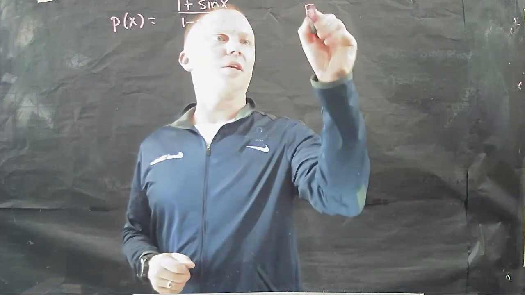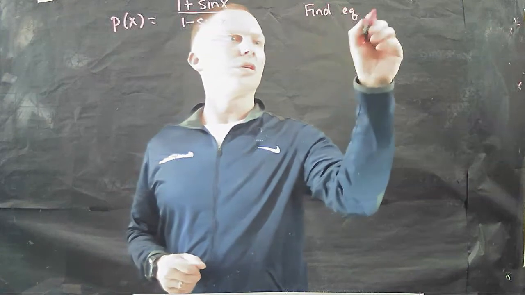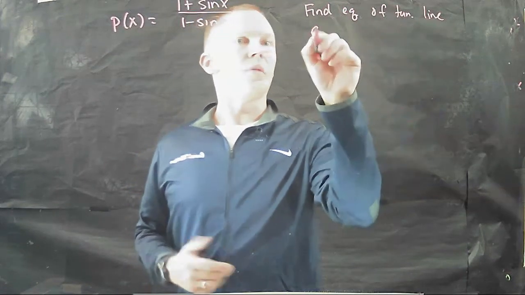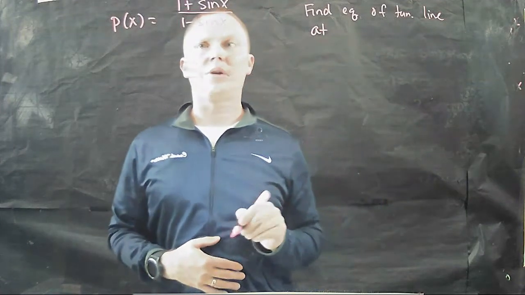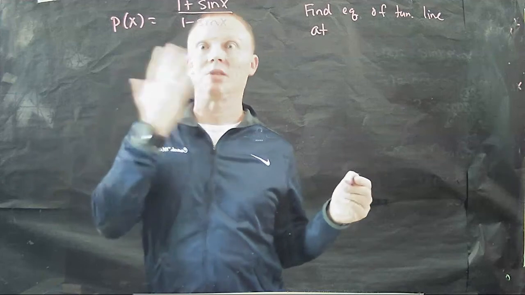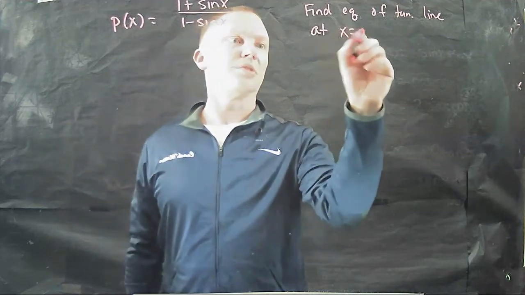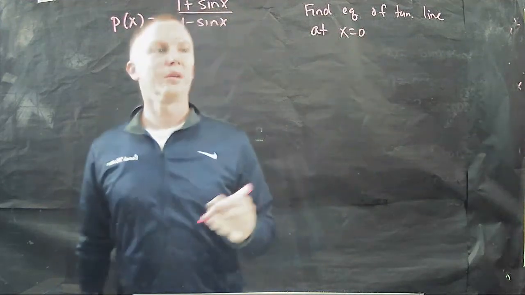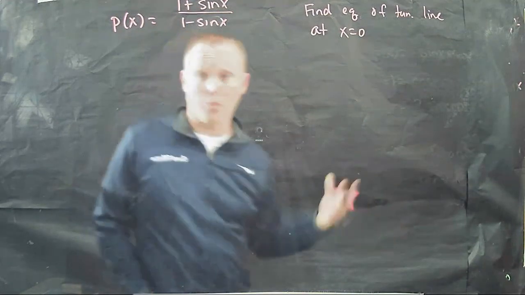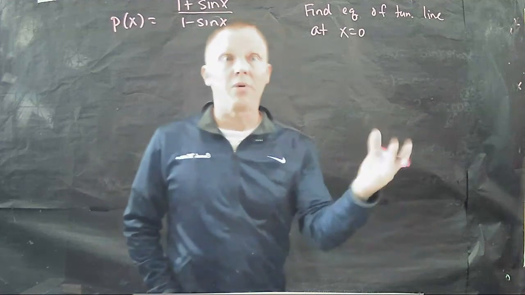Say find the equation of the tangent line. Let's pick a nice easy point. What's an x value that would be really easy to compute, p of 0? I just told you, x equals 0. That's an easy one to compute. Okay, so find the equation of the tangent line at x equals 0. So in order to find the equation of a tangent line, in order to find the equation of any line, we need a point and a slope.